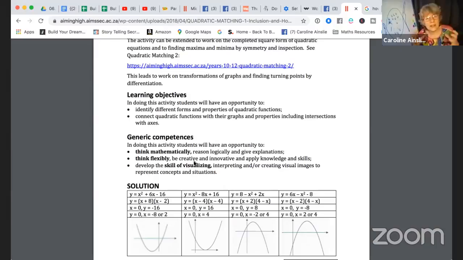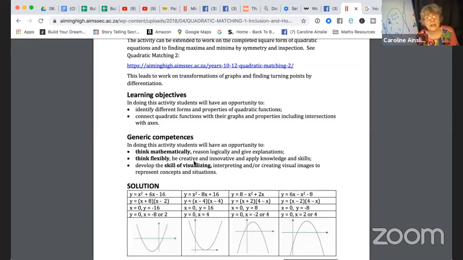And then the more important skills that you'll gain that will help you in life in general: thinking mathematically, reasoning logically, giving explanations. These are all things you need in real life. So thinking flexibly, being creative, and being innovative, applying knowledge and skills. So you're able to be flexible and pivot and apply what you know and make new connections with them. It's about solidifying your knowledge, and the activities in the sheet will help you with all of that.